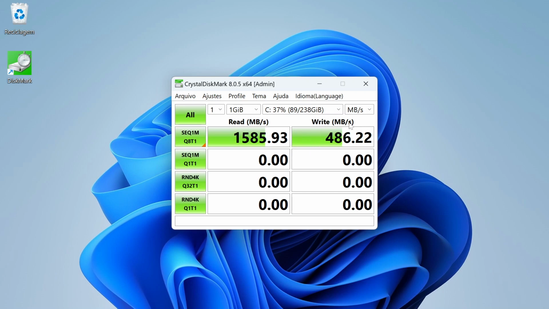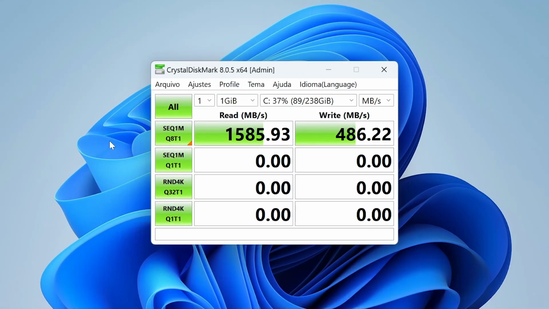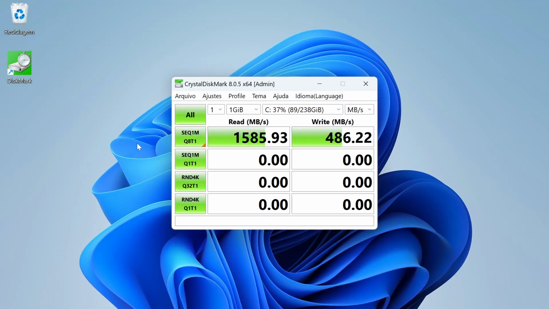The result of the sequential write test was 486 MB per second, around 40% of the speed announced by the manufacturer, and 30% of the maximum speed it could have. Although it is below expectations, it still has a good speed for a normal computer.